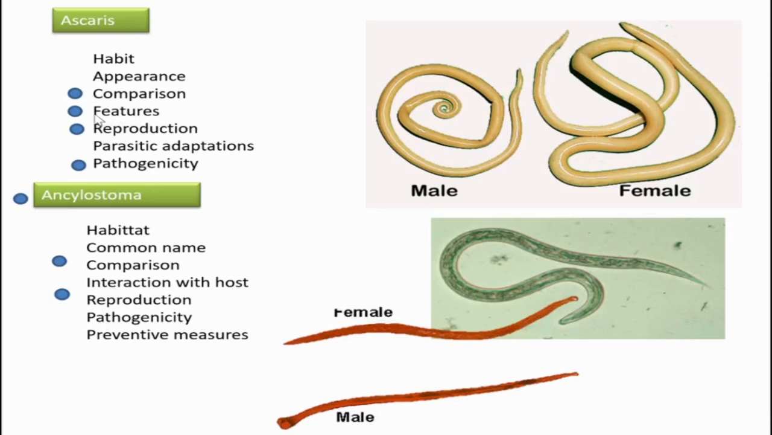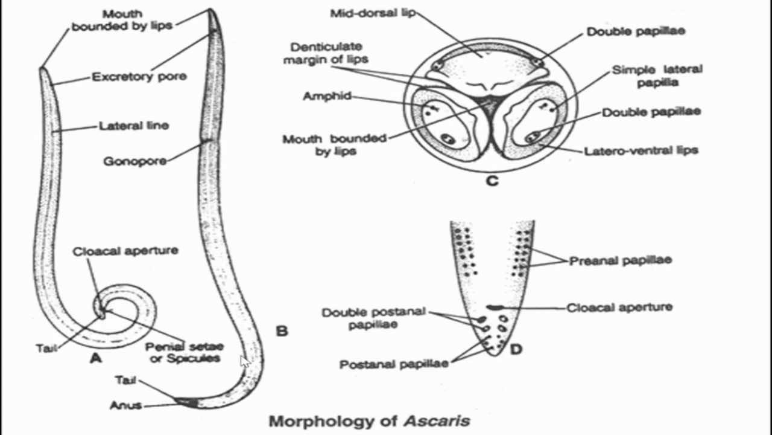The body is cylindrical, elongated, tapering at both ends. And along its body, four lines are present. One line is dorsal, one line is ventral, and two lines are lateral. That way, four lines are present. The mouth is at the anterior extremity, and it is a triangular opening guarded by broad lips.